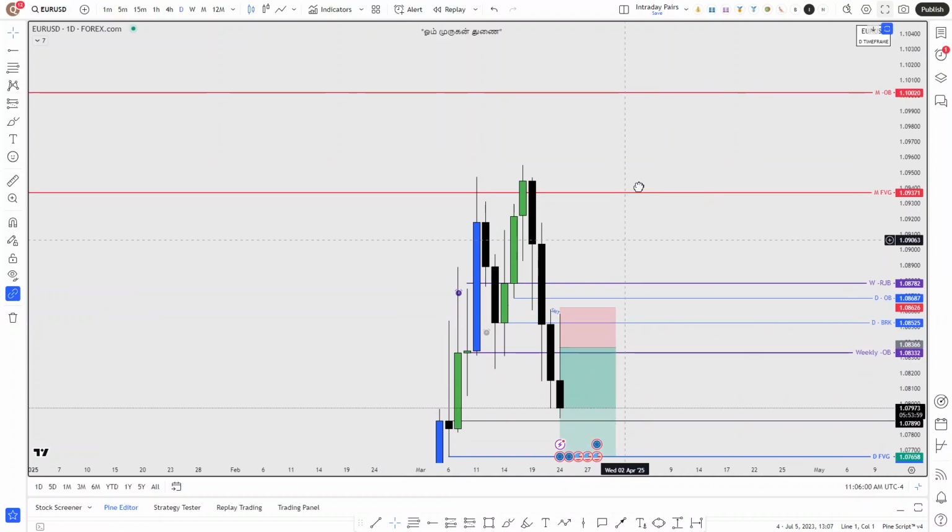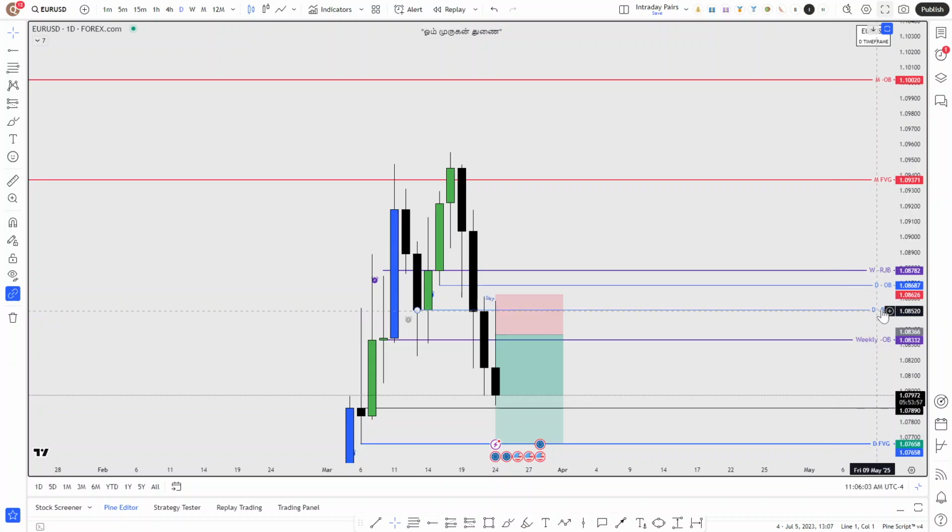So daily, this is the interesting part. In daily, we can see this daily bearish breaker. Low, high, lower low, higher high. Okay, can you see that? So this is our daily bearish breaker.